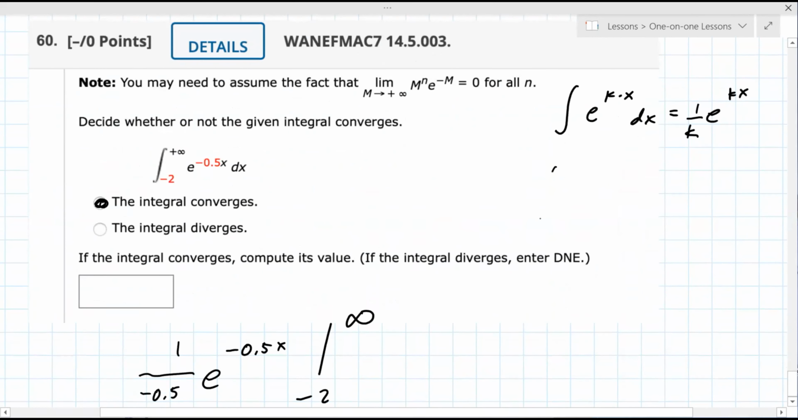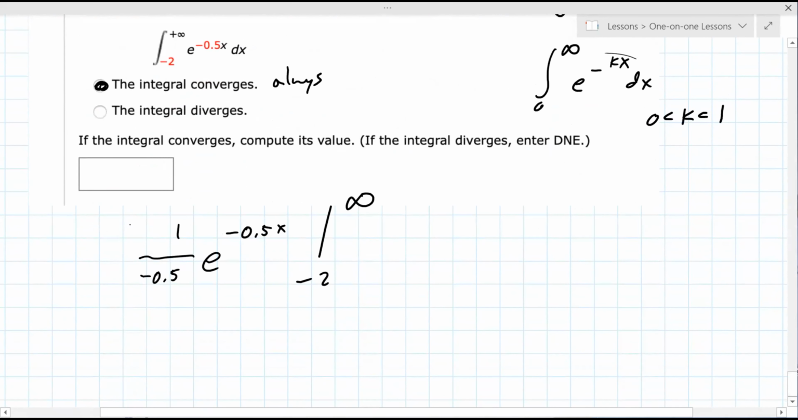So integral a to infinity e to the minus kx dx, it converges for, I think k has to be between 0 and 1. Not sure. I would have to check that a little more carefully, but this one will always converge on your exam. Okay.